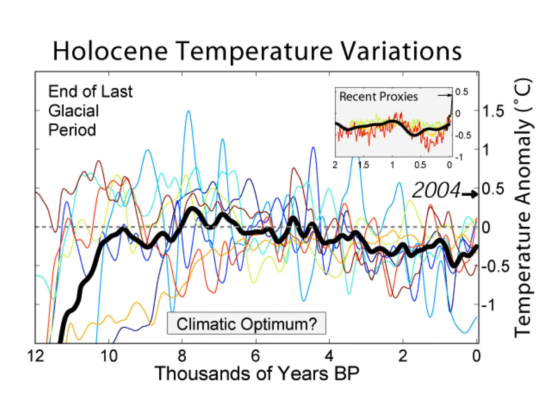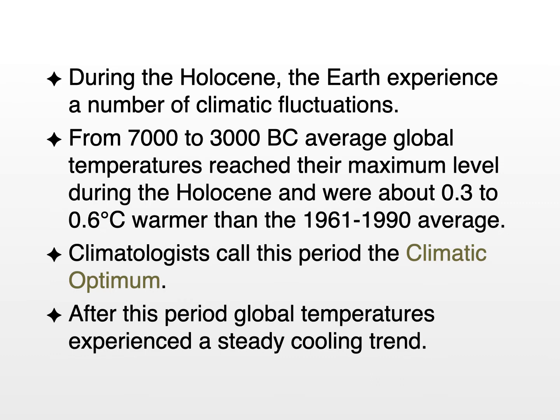Today would be approximately about 1 degree. So high, it would be about 1 degree, so much higher than the 2004 value. So it's obvious from that graph that during the Holocene, the Earth experienced a number of climatic fluctuations. As I said, between 7,000 and 3,000 BC, average global temperatures reached their maximum level during the Holocene. Some 0.3 to 0.6 degrees Celsius warmer than the 1961 to 1990 average.